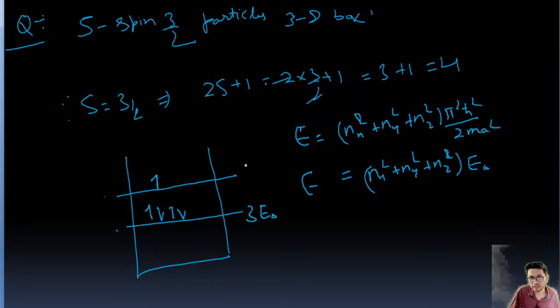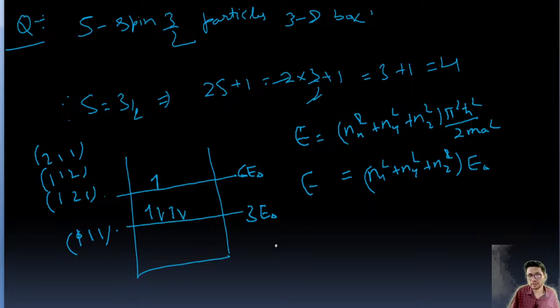E naught value is this, and the next energy is going to be 6 E naught, right? Because here there are 3 degeneracy levels: 2 1 1, 1 2 1, and 1 1 2. But there is only 1 electron. So the ground state energy is going to be 4 into 3 E naught plus 1 into 6 E naught. This value is going to be 18 E naught. This is the energy, guys.